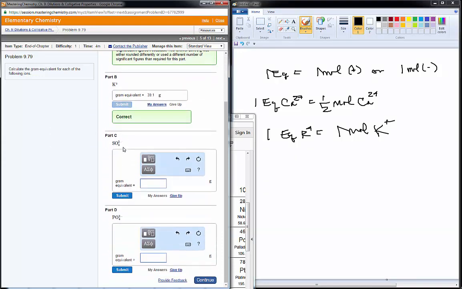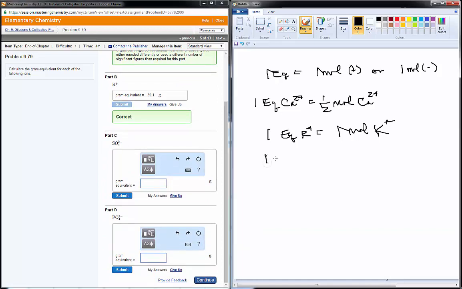Next, for the sulfate, because it has a charge of -2, 1 equivalent of sulfate is going to be 1/2 of a mole of sulfate, because you have a 2- charge. So every 1/2 of a mole gives you 1 mole equivalent of negative charges. Whether it's positive or negative doesn't matter. We divide by the absolute value, essentially.